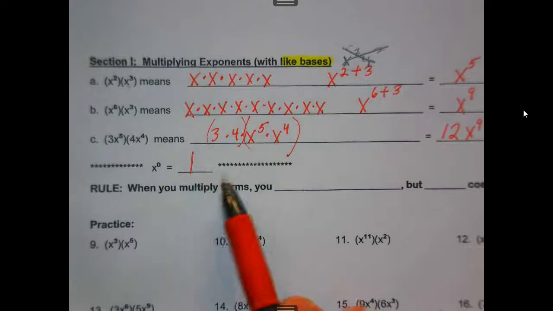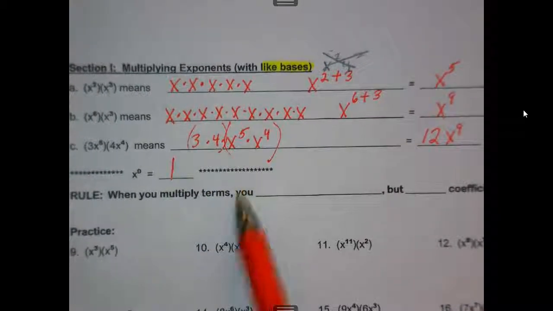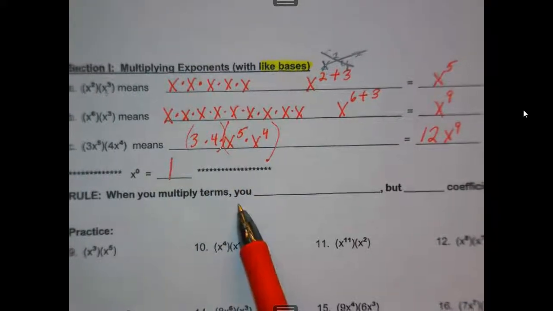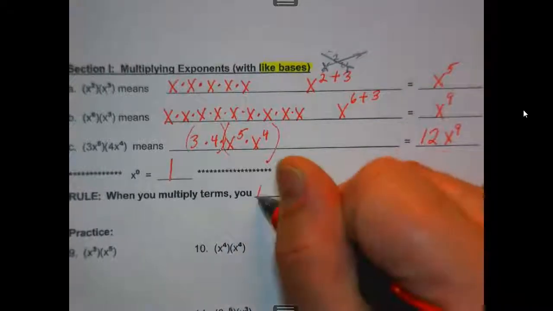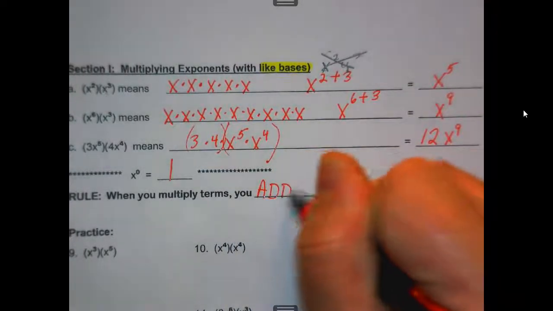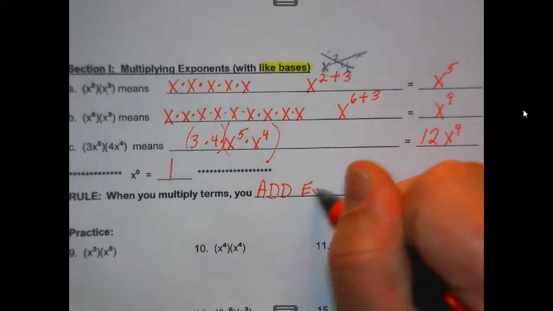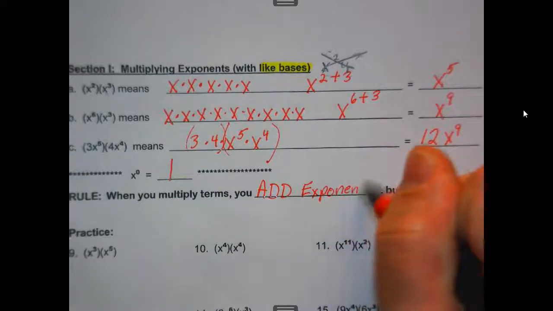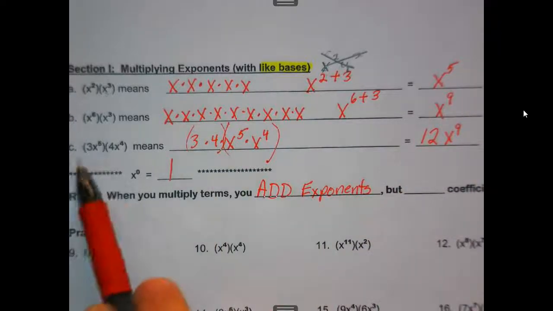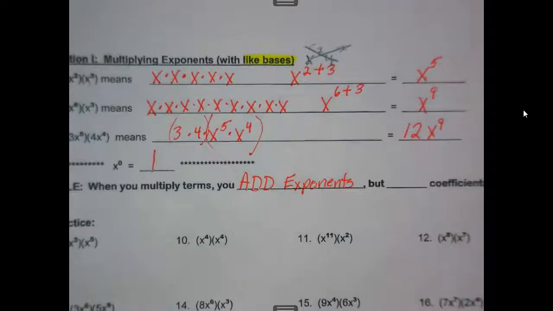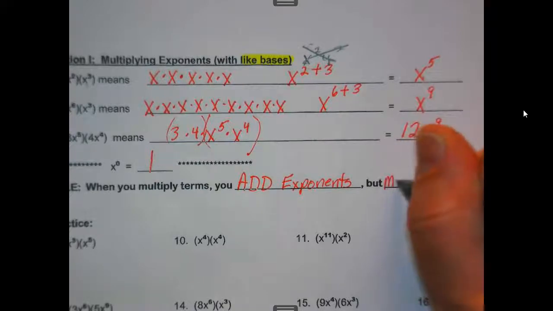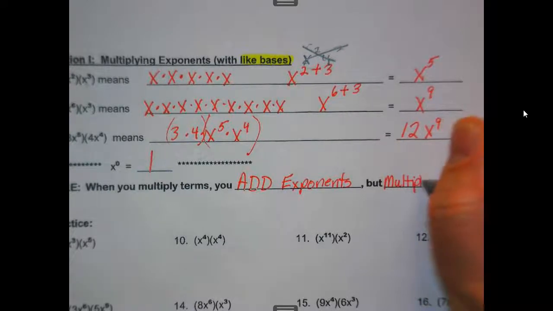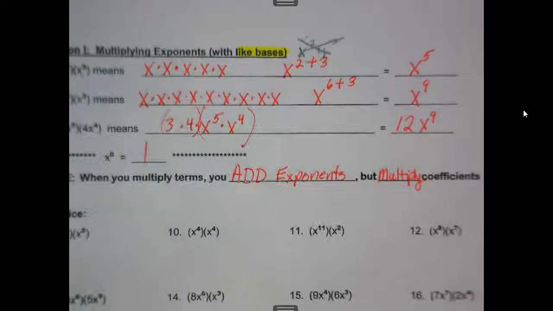Rule, when you multiply, here's the rule. When you multiply the terms, what do you do with the exponents? Add exponents. But the coefficients, the 3 and the 4, you multiply. So that's the rule. Okay, let's do some problems.